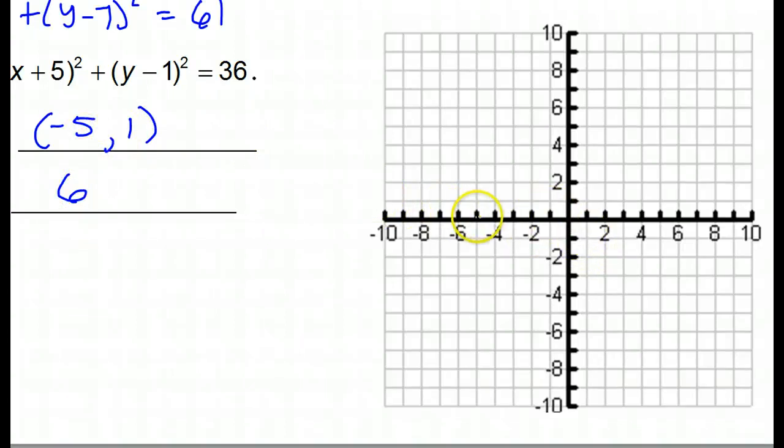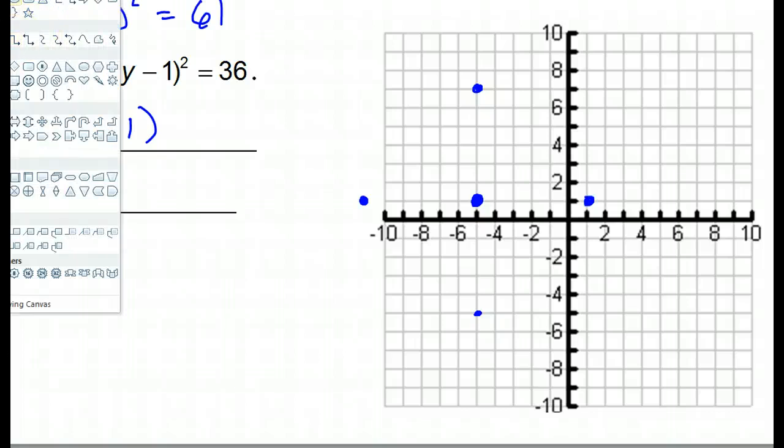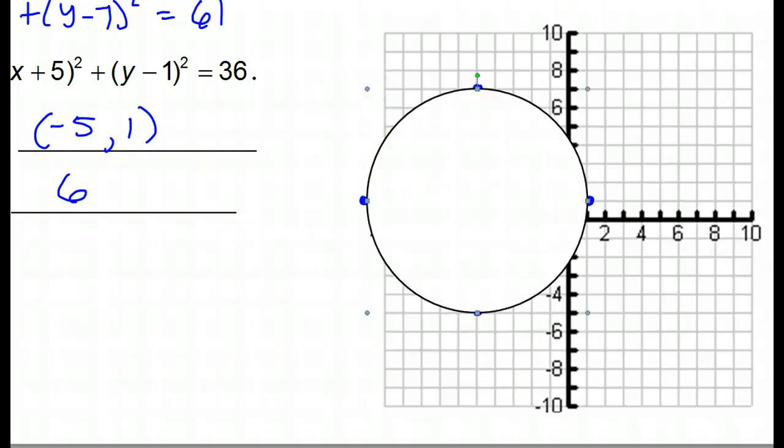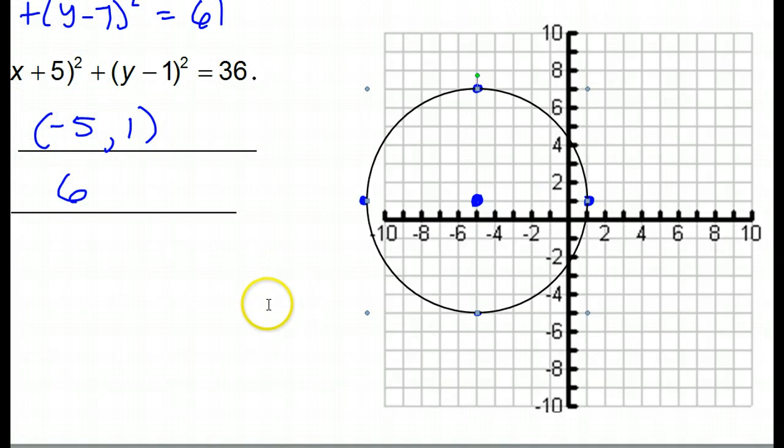With the center of (-5, 1), here's my center. And now I'll use my radius by going 6 in all directions: 1, 2, 3, 4, 5, 6. Don't be alarmed if you go off the graph when you're graphing these. That happens often. As long as your center's on the graph, you'll be able to graph enough points to get the gist. And then you go from there. Okay, and there, you graphed it.